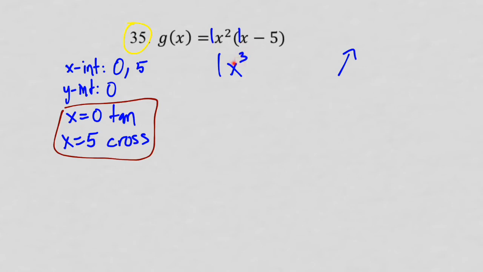N, the power, is odd, which means that they're going to be opposites of each other. If that one is up, this one is down. So that's what it's going to look like. I can now graph it.